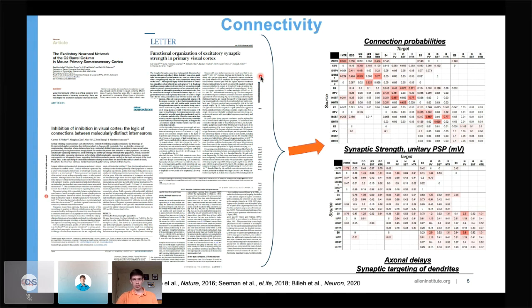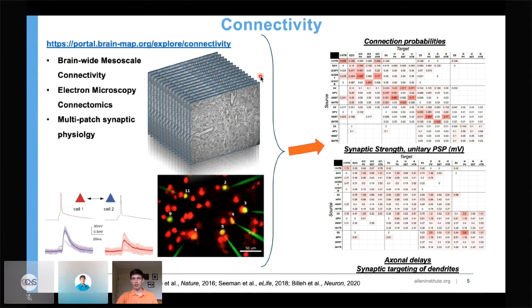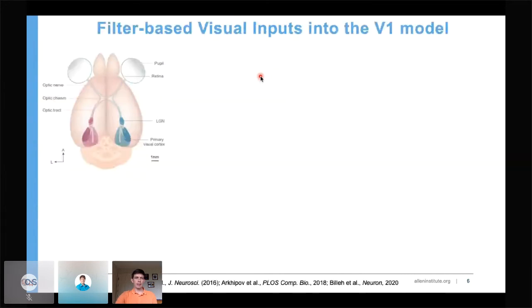So this is the current state, but again, in the future, as the next iteration of the models, we really want to do justice to the data that are available now and use these amazing data sets. Okay, then another part of the model is that we are trying to do visual physiology here, in silico visual physiology, and compare with in vivo visual physiology. And for that, we need a good representation of visual inputs into the model.